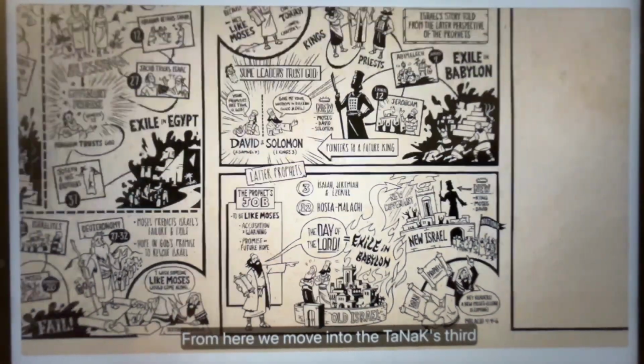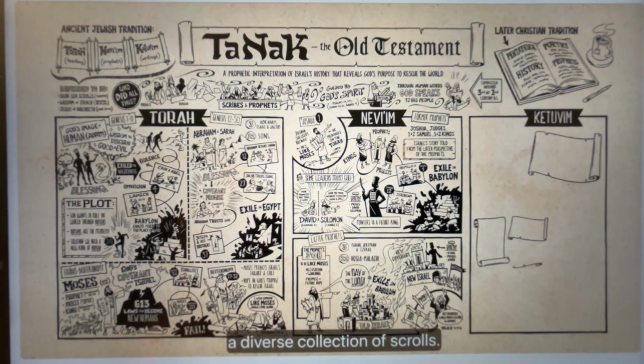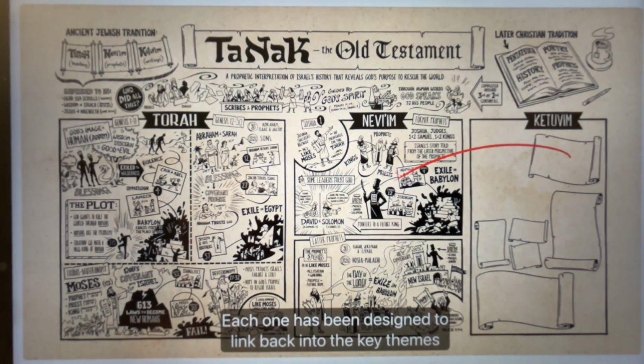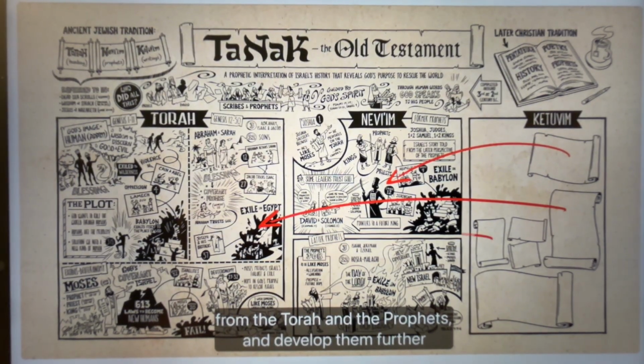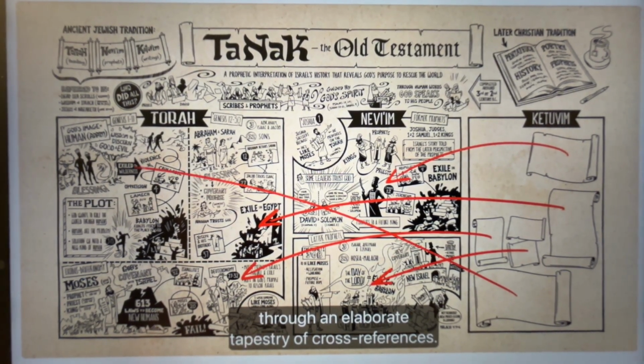From here, we move into the Tanakh's third and final sub-collection, the Ketuvim, a diverse collection of scrolls. Each one has been designed to link back into the key themes from the Torah and the prophets and develop them further through an elaborate tapestry of cross-references.